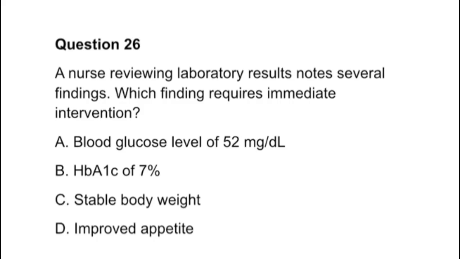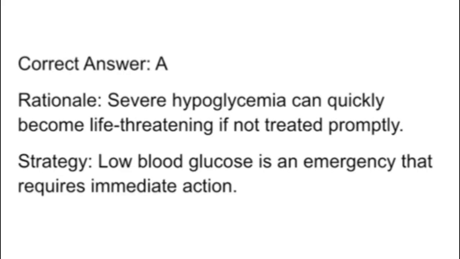HbA1c of 7%. C. Stable body weight. D. Improved appetite. Correct answer, A. Rationale: severe hypoglycemia can quickly become life-threatening if not treated promptly. Strategy: low blood glucose is an emergency that requires immediate action.